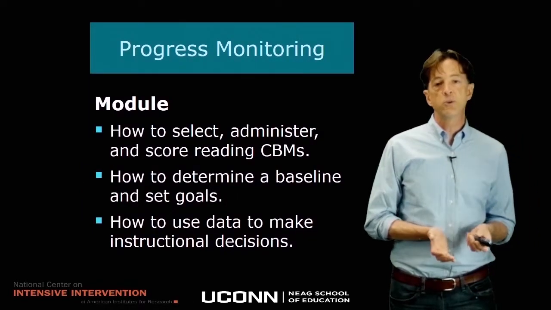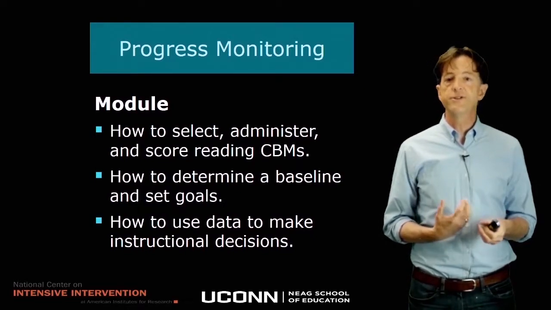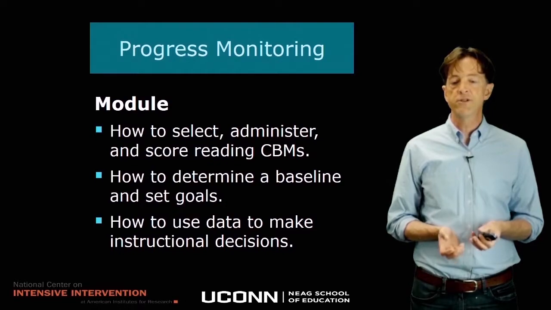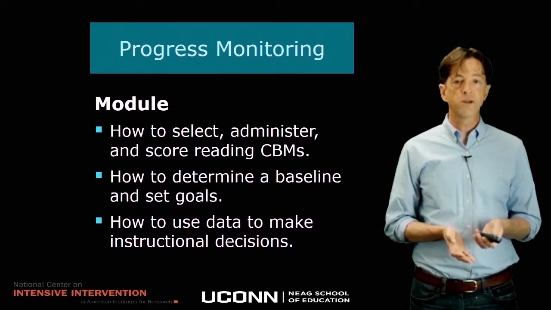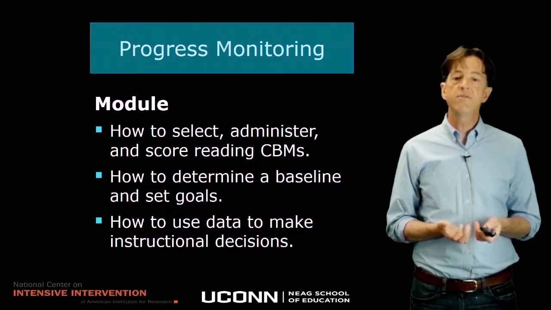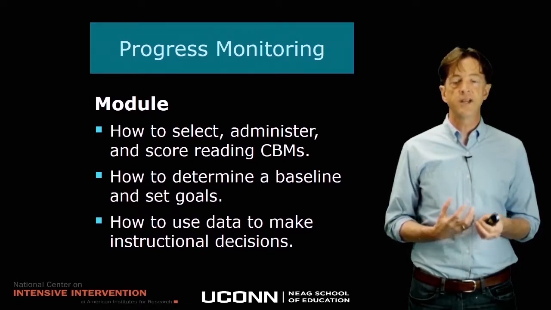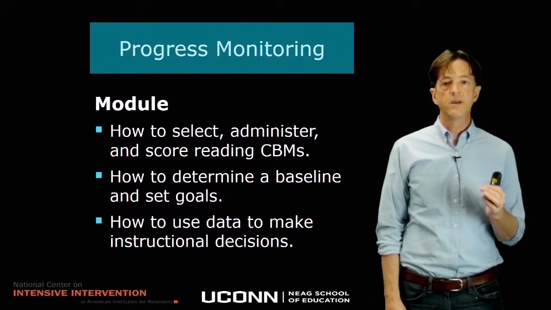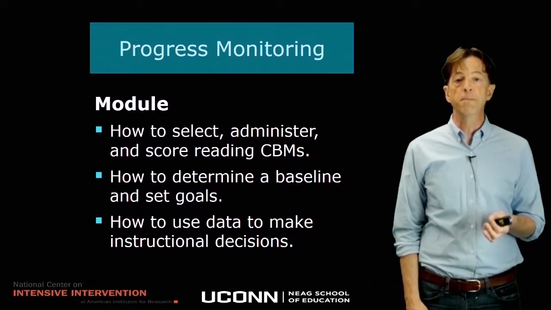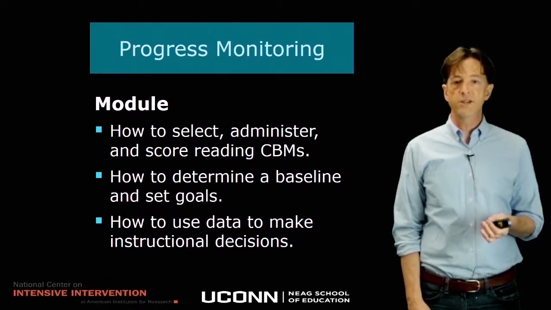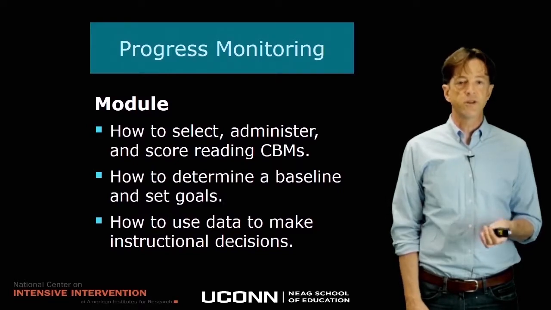So in an upcoming module, we'll talk a lot more about progress monitoring, and some of the things that will be covered in that module will be how to select, administer, and score reading CBMs, or curriculum-based measures. We'll also be talking about how to determine a baseline for where students are starting and how to set goals for where we would like to see progress, or to decide what adequate growth might be. And then also how we use those data from progress monitoring measures to make instructional decisions, which is the most important component.